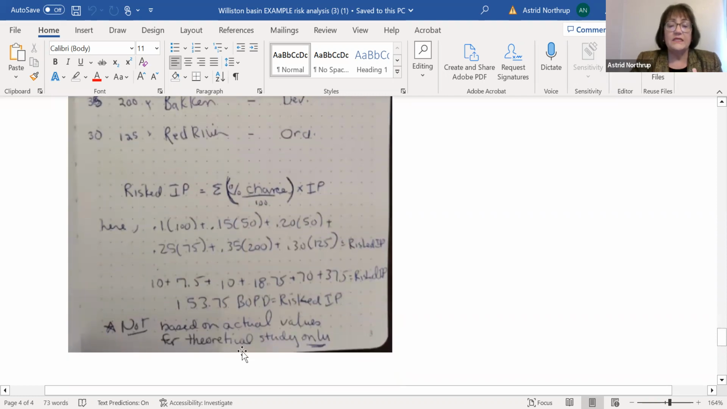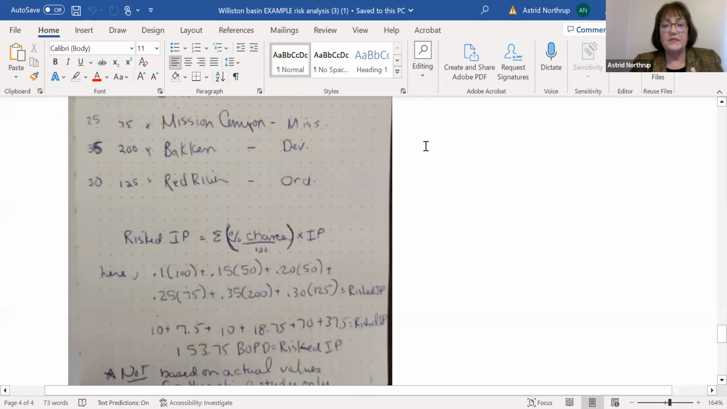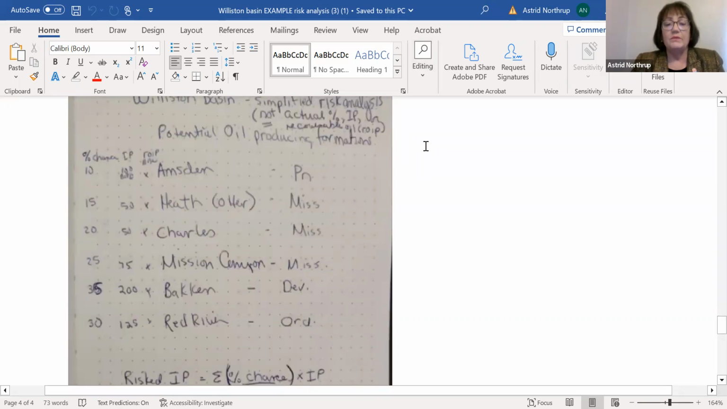Now, once again, this is not based on actual numbers of an actual well. It's based on a statistical probability.